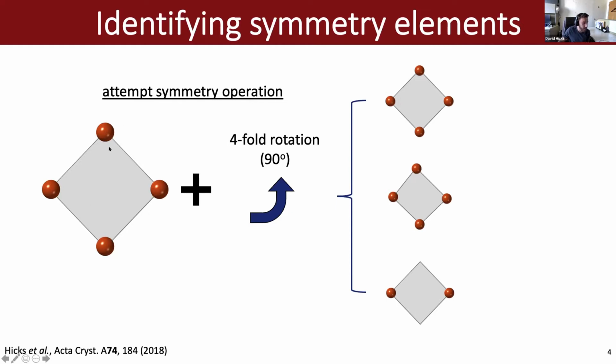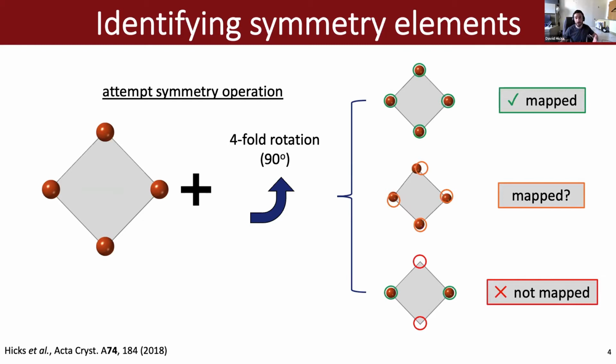For example, let's say that we have a crystal structure, in this case just a set of atoms, and we want to know whether or not this set of atoms has 4-fold rotational symmetry. Computationally, we take this set of atoms and rotate it via the symmetry operation. Then the question we have to ask ourselves is, when we rotate the atoms, do they map back onto themselves?